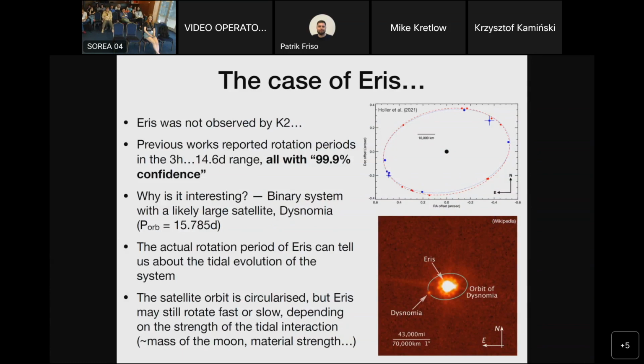So ERIS may still rotate fast or slow. Fast means that the moon does not have enough mass to slow it down. If it's slow or tidally locked, then the moon had the mass, or the material properties of ERIS are in that range that allows it to lock the rotation of ERIS.